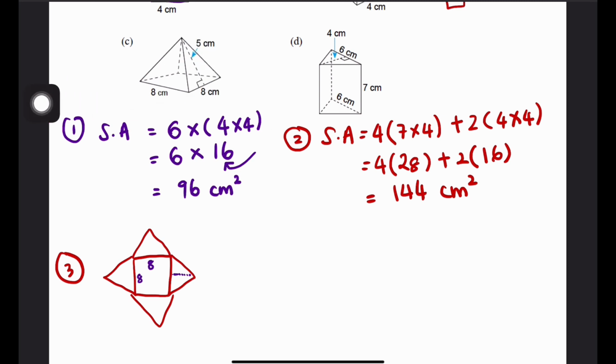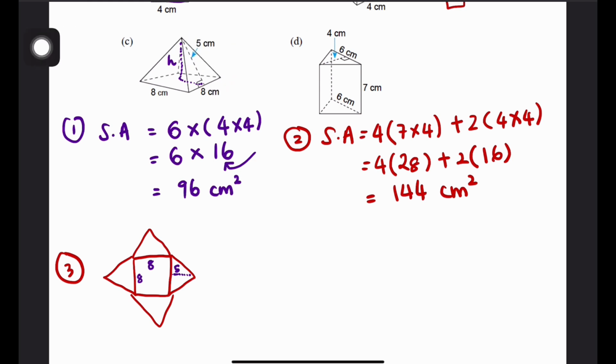Sorry, not the height of the pyramid, the height of this triangle. 5. The height of the pyramid is different. This is the height of the pyramid. It is different. This 5 is height of this triangle.